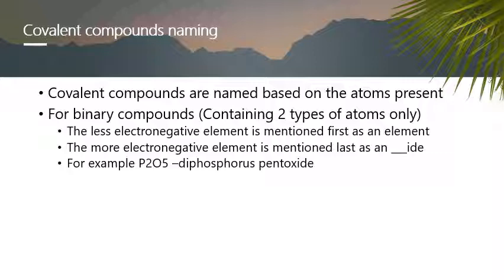For example, P2O5. So I have two phosphorus. Oxygen is more electronegative, so it's considered the oxide. So this has two phosphorus, so it's diphosphorus, and five oxide, so pentaoxide.